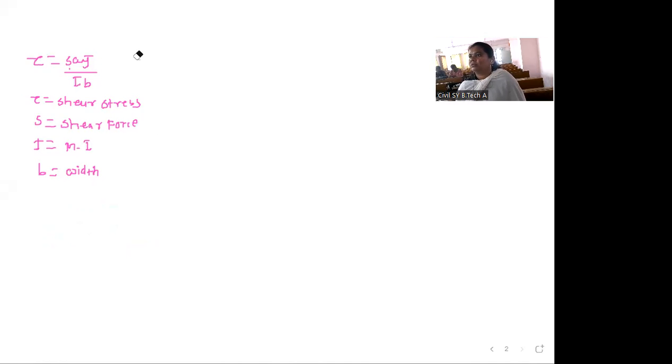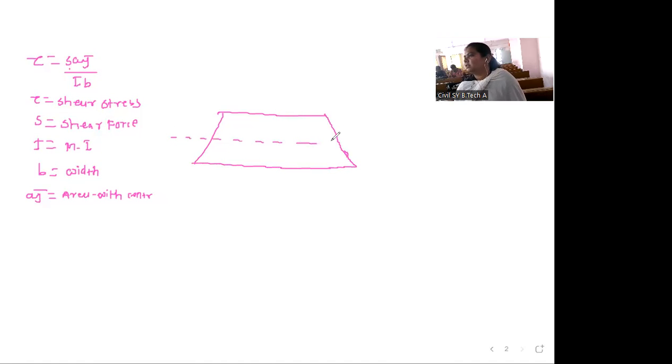For this I will give A y bar. This is the area with centroidal axis. So how will you calculate it? Suppose this is the section, and we take this as the neutral axis, and I have to find out shear stress at this EF strip. We have to find out stress at F. So the width is nothing but this. Suppose this is distance a and this is distance x. So we will consider b as x. We are finding out shear stress at this location.